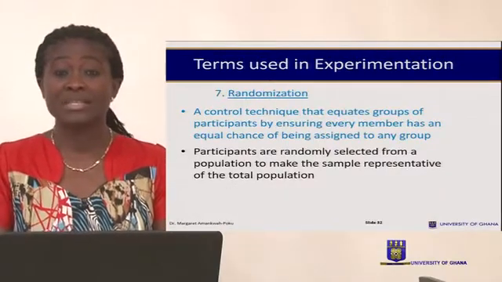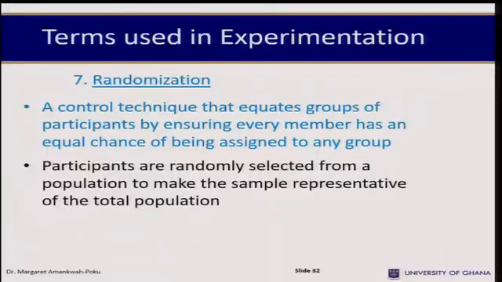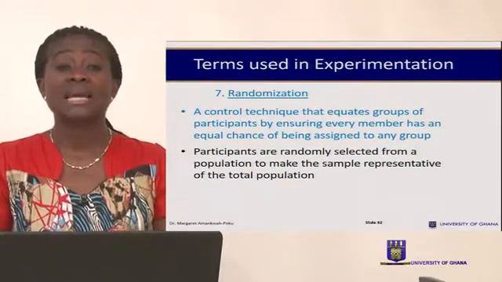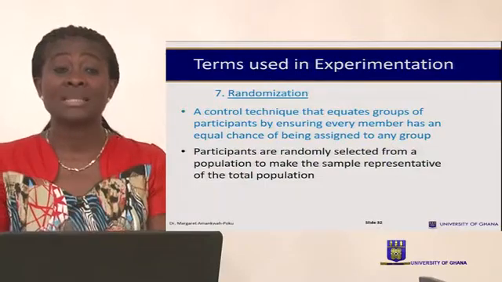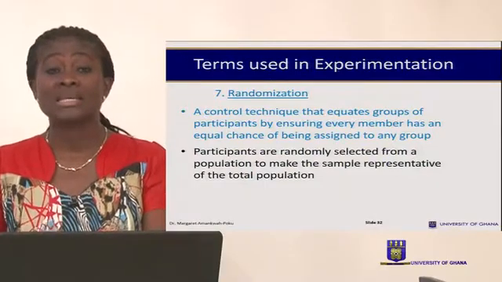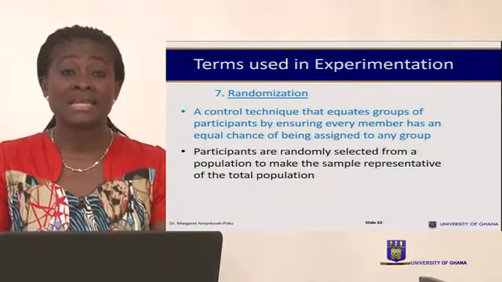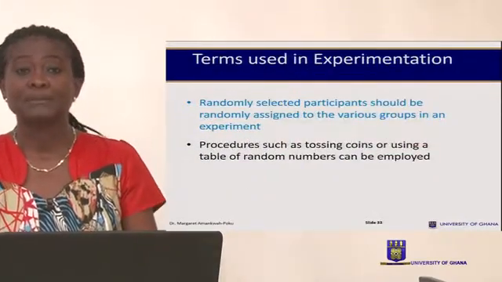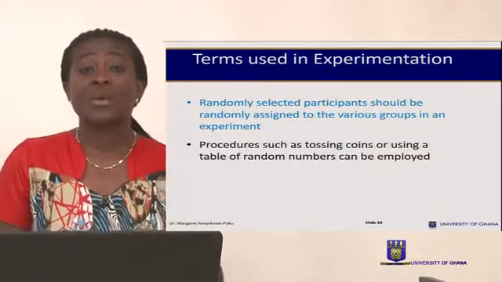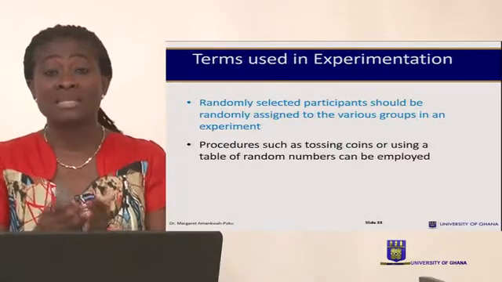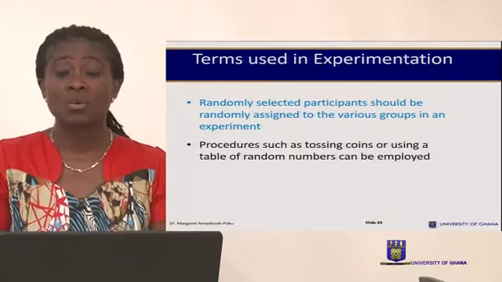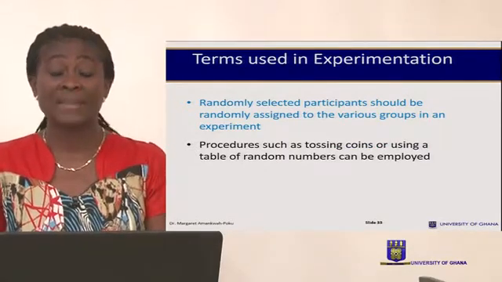Then we have randomization, which is a control technique that is used to equate participants. I'll talk more about randomization when I talk about how to control extraneous variables. But basically, it's randomly assigning participants to the various groups that you are testing, so that all the groups are equal on various characteristics such as age, gender, and so on. There are several ways in which you can randomly assign participants to a group. You can toss a coin, you can use a table of random numbers, etc.